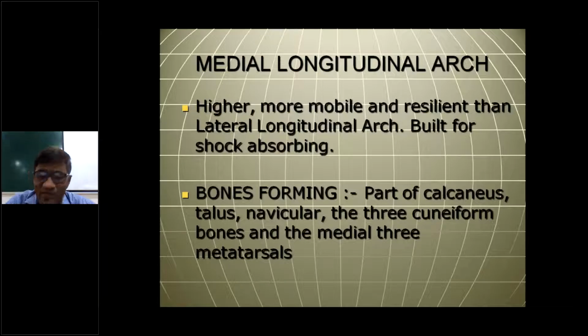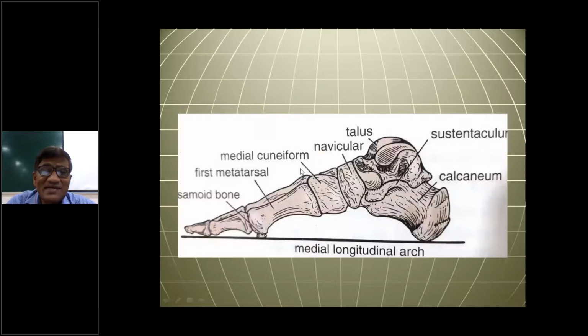Now, what are the bones forming? Let us see one slide. What you see here is the medial longitudinal arch. If you see from behind: calcaneum, the talus, the navicular, and then three cuneiforms. You know, cuneiforms are three in number: medial, intermediate, and lateral. And then medial three metatarsals. Now, these are the bones which form the medial longitudinal arch.